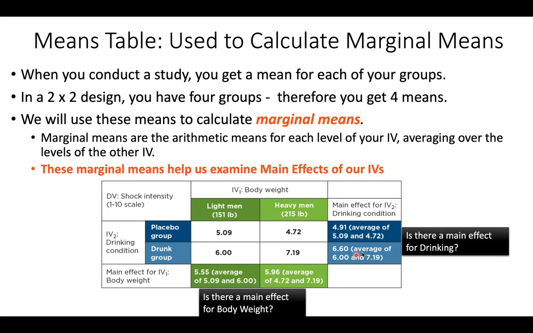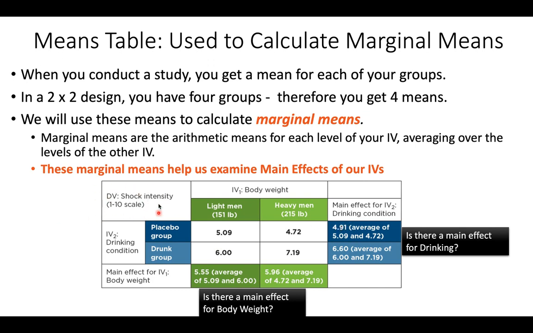So it looks like we're pretty confident that we have a main effect of drinking. So maybe heavy men are more aggressive than light men. Yes, but maybe. And I think we can say definitely drunk men are more aggressive than non-drunk men, right? We're really confident in that one.